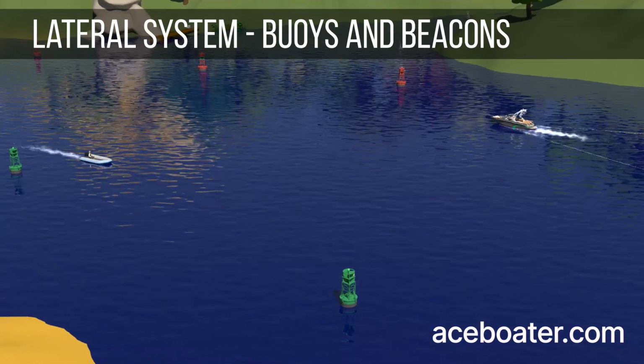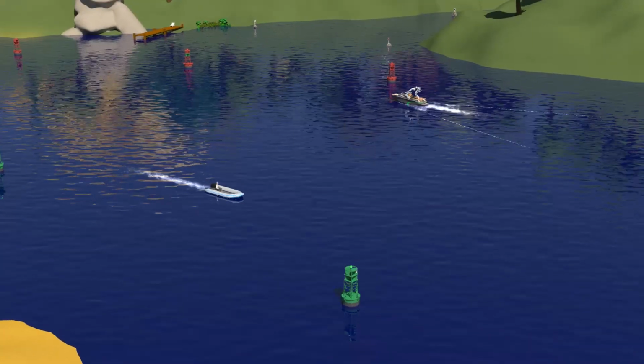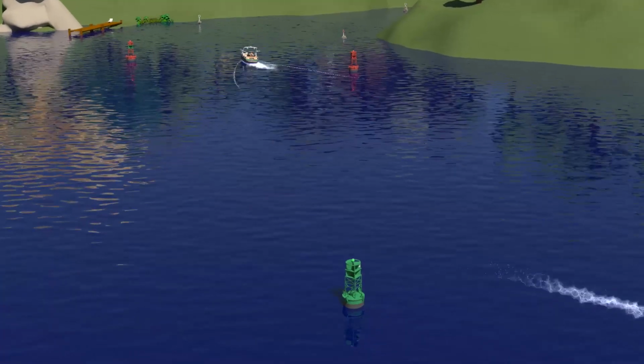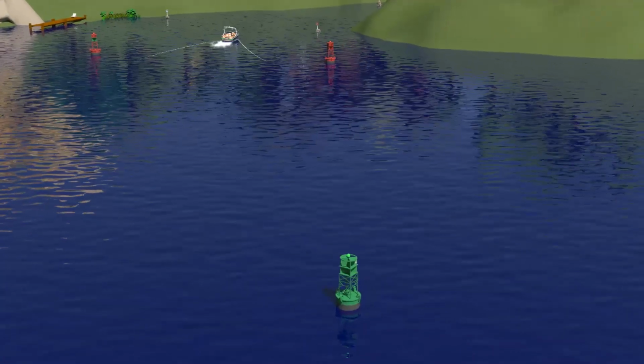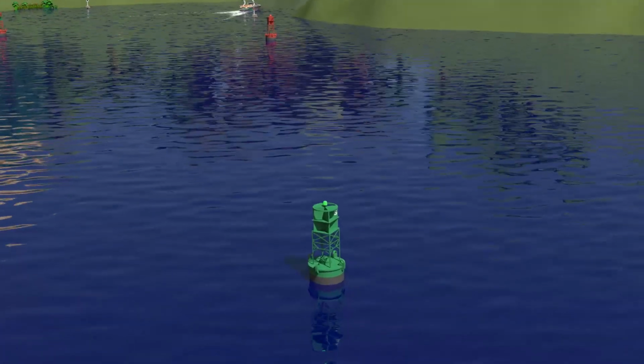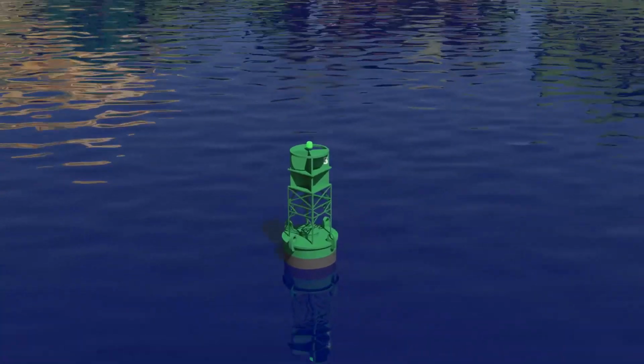Lateral system, buoys and beacons. The buoys and beacons are navigational aids installed by the Coast Guard to guide boaters or to warn them of the presence of dangers or obstacles. They help determine your position on the water and can help you find the best route to your chosen destination.